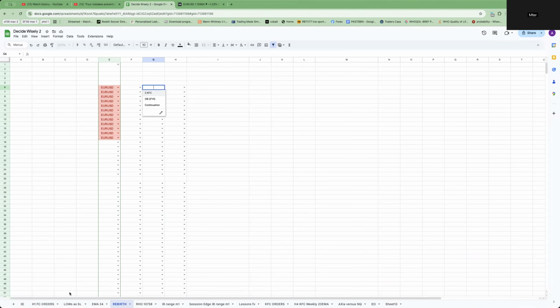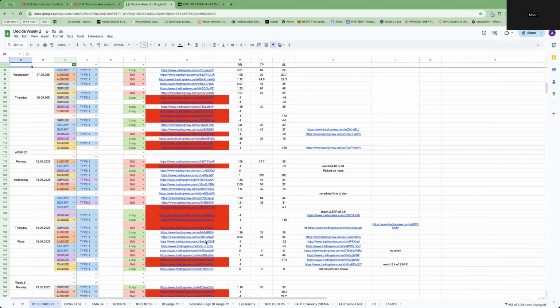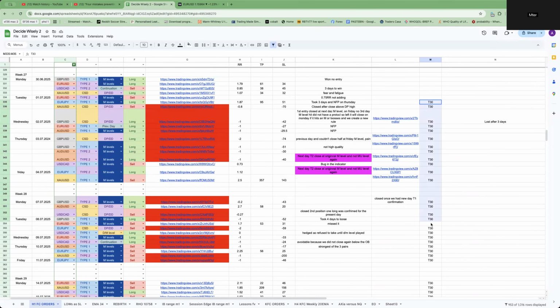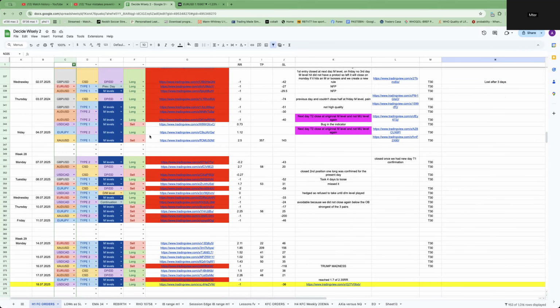So I had this, I'm calling this Rebirth. I did this stuff with, I call them T30. So I just took 30 trades, TP/SL. The win rate is below, I think about 45%. It still landed in profit.